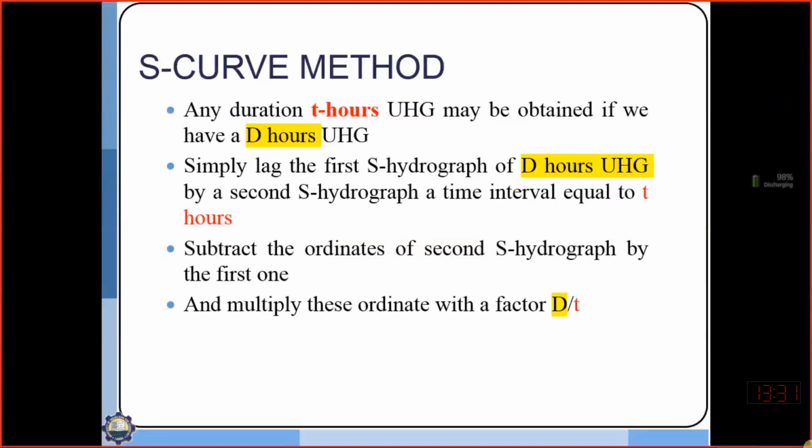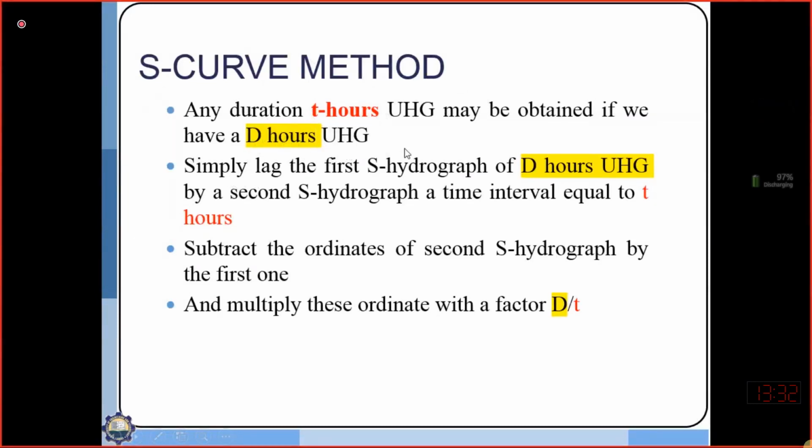So any duration T hour unit hydrograph. T is the duration of the required unit hydrograph, which may be obtained if you are given a D hour unit hydrograph. D is the duration of the given unit hydrograph. For example, in this design the given duration of the unit hydrograph is 4 hours. So you are given a 4 hour unit hydrograph and you are asked to convert it into 2 hour and 5 hour. So T is the required duration of the unit hydrograph and D is the duration which is given.